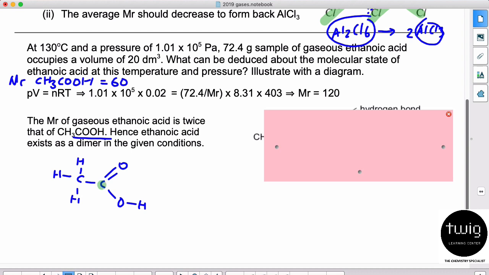3 bond pairs, no lone pair. What's the shape? Trigonal planar. I'm trying to draw trigonal planar. Then you look at the OH. Am I not drawing the proper way? I'm trying to draw what shape is this? What shape about the O? It's bent, actually. See? So you have to draw it this way, then everything will make total sense.